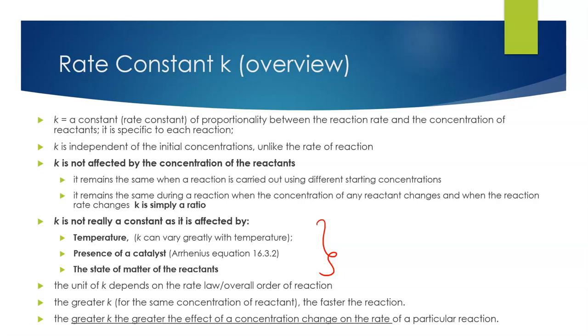So the greater the k for the same concentration of reactant, the faster the reaction. The greater the k, the greater effect of a concentration change on the rate of a particular reaction. Remember that this is a proportionality constant.